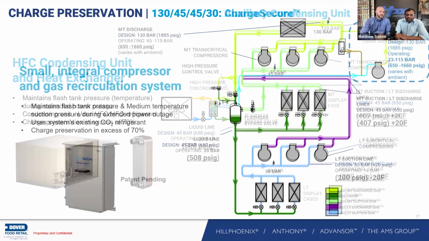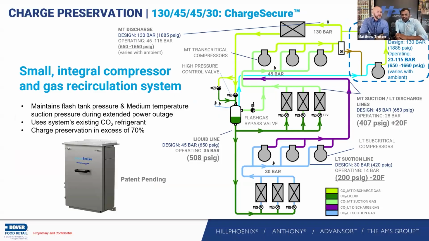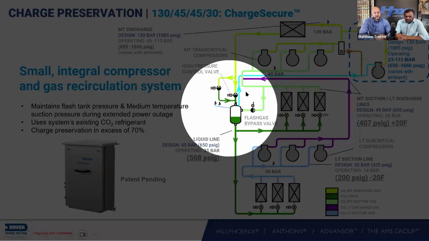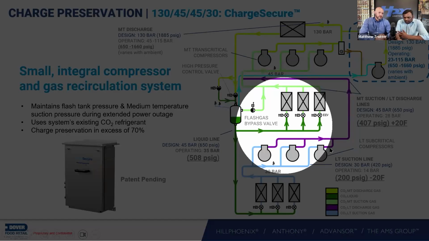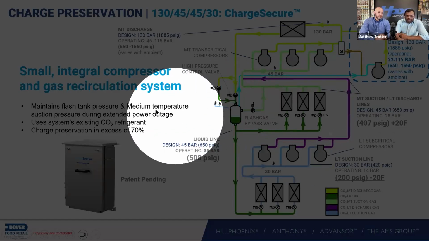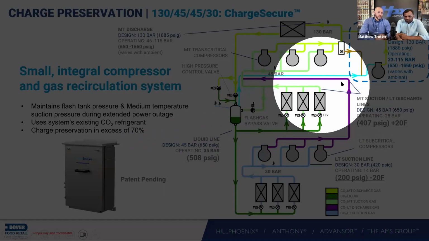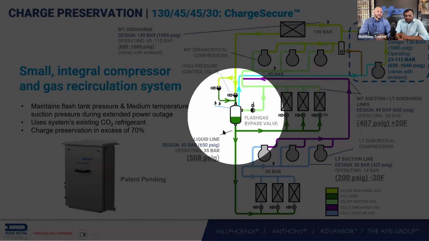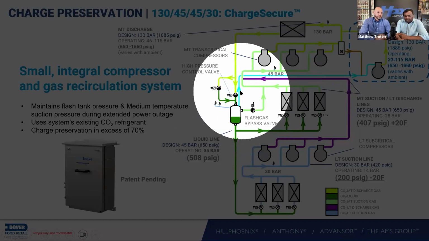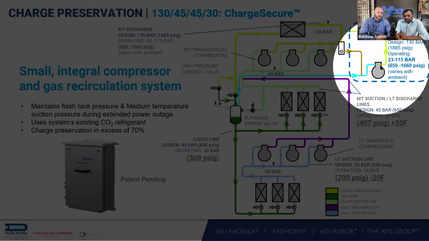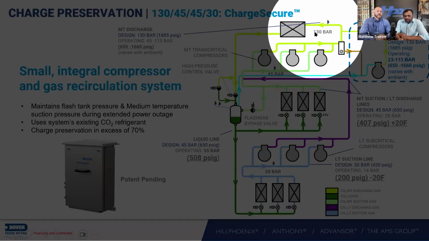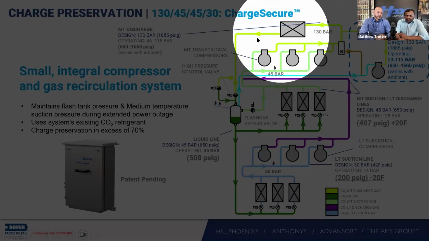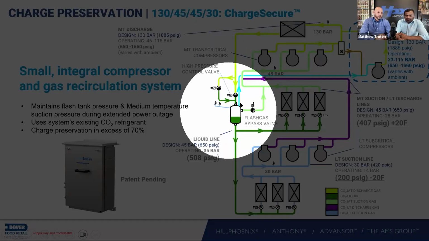And the next one is using CO2. This is Charge Secure, the name of the technology. The advantage of this one is that it uses CO2 refrigerant from the system, and also the same oil from the system, and it maintains the flash tank pressure and also the medium temperature. It pulls the gas off the receiver, goes to the compressor, compresses it and puts it back on the gas cooler. And then when the gas cooler pressure increases, it recirculates back into the flash tank.